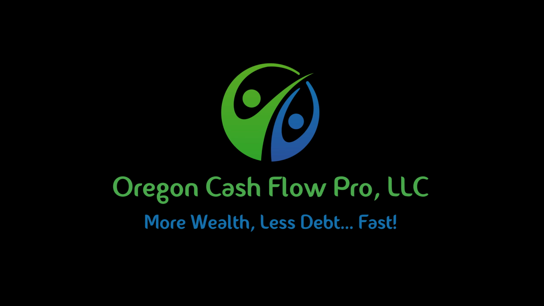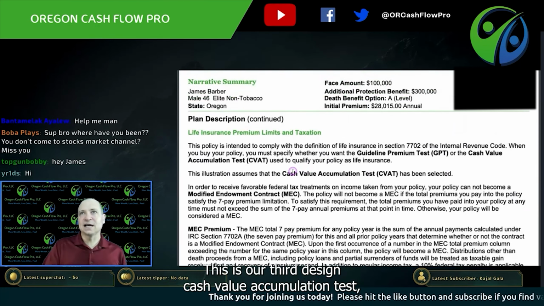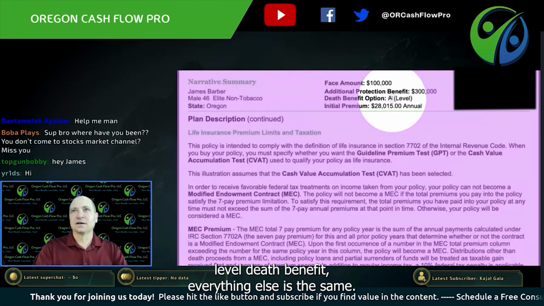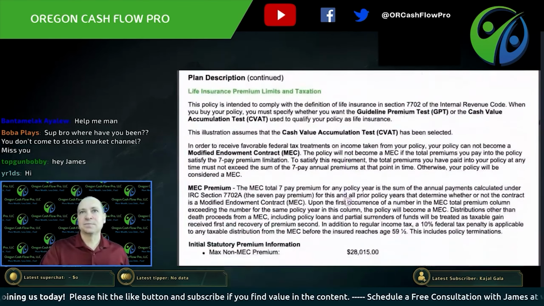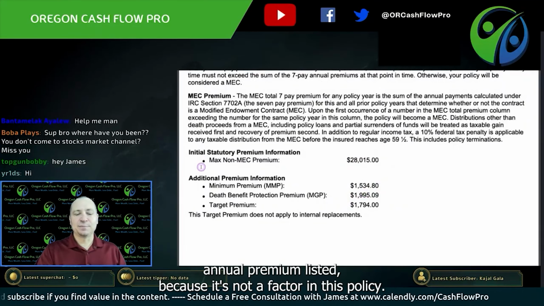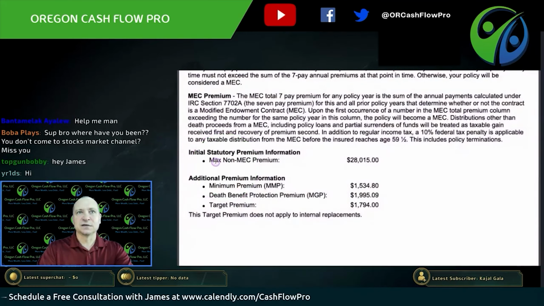Okay? These two were both the guideline premium test for our MEC test. Let's take a look at a cash value accumulation test design. This is our third design, cash value accumulation test, level death benefit. Everything else is the same. You can see right here, we don't even see a guideline annual premium listed because it's not a factor in this policy.